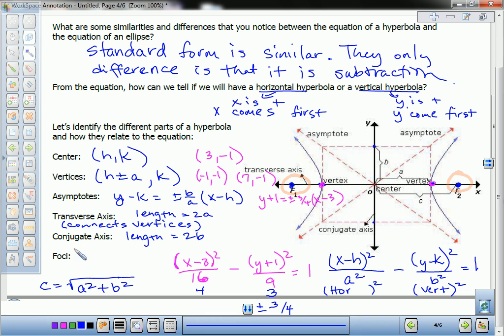Okay, so the foci, when it opens horizontally, we still are going to add and subtract this C to our X value at the center. If it opened the other way, we would add and subtract it to our Y. But C is found differently. C is the square root of A squared plus B squared. That's the only way to push it outside.